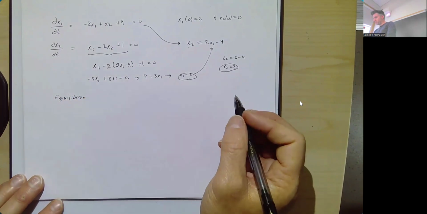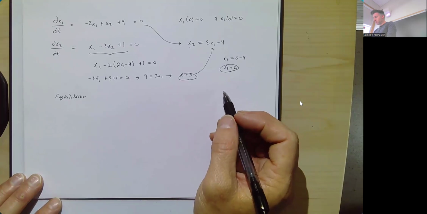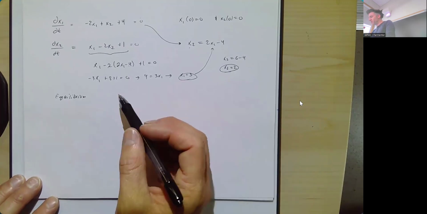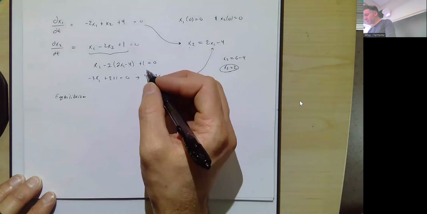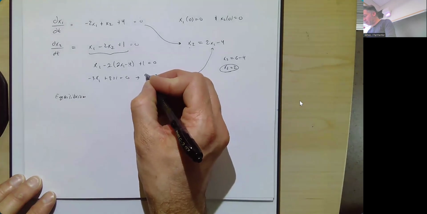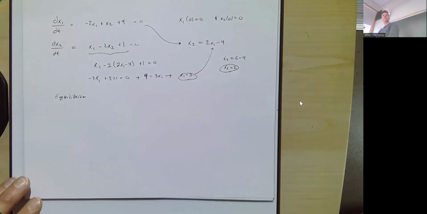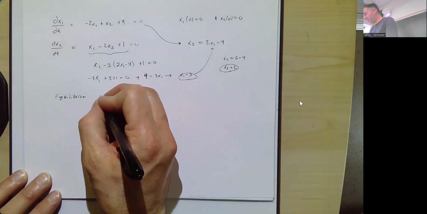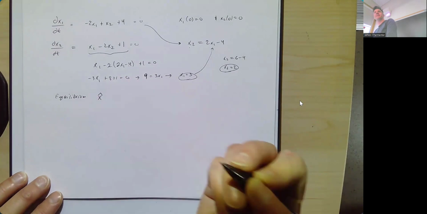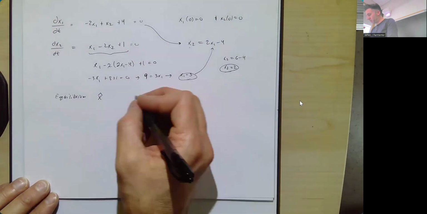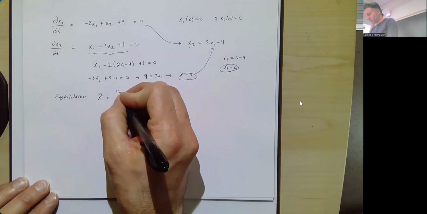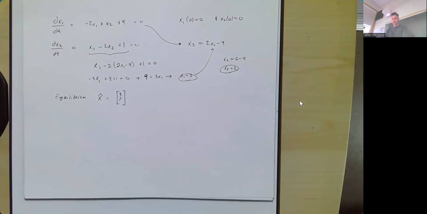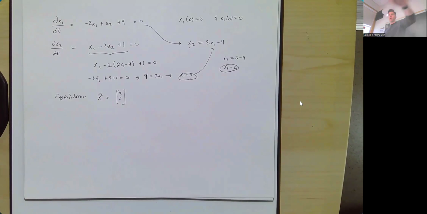Say that one more time. That's not a 4, that's a 9. Yeah, fair point. So the equilibrium, which people often call x hat, is (3, 2). Okay, cool. So we'll get there in a minute.